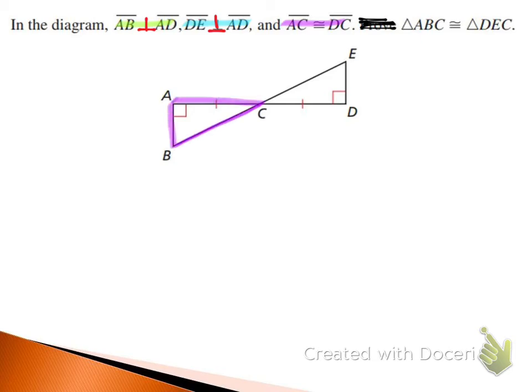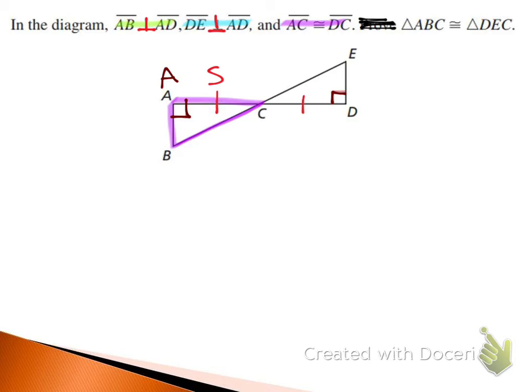I'm going to compare the triangle on the left to the triangle on the right. What do I have marked congruent? AC and DC. I have a side marked congruent to a side. What else do I have congruent? What sides or angles do we have congruent? Angle A is congruent to angle D. Is there anything else? Anything that's not marked?